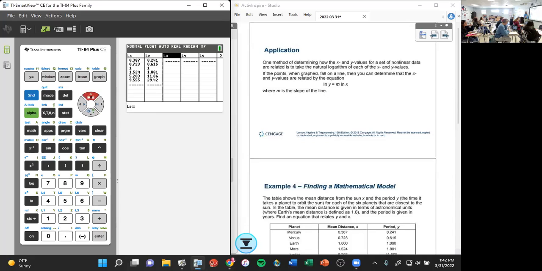L3 is going to equal natural log. Natural log of what? L1. How do you type L1? Second one. Close my parentheses. So again, list 3 is going to equal the natural log of list 1. Press enter.